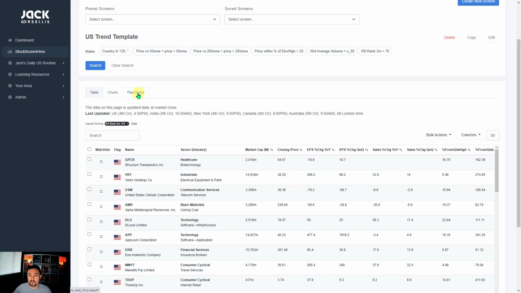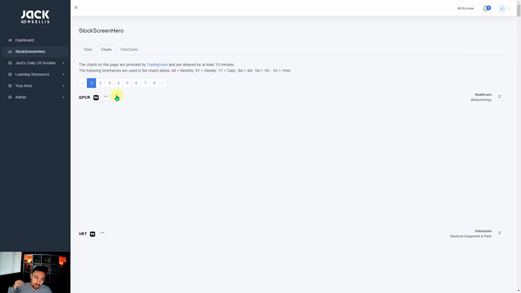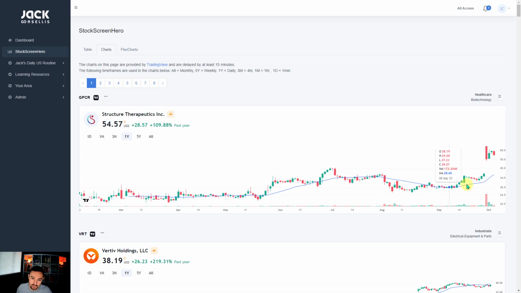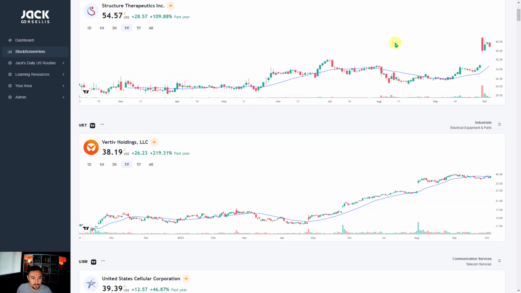Now we could hit flex charts and that will show you the chart and it will show you the earnings and sales data side by side. But for the purpose of this, I'm just going to hit charts. And remember, we're looking at the strongest stocks on a 3-month relative strength basis first. If you want to have 2 charts per row, you can do that. You just go into the settings and change it. The moving average you see is going to be the 21-day. And I'm just going to be scanning through.